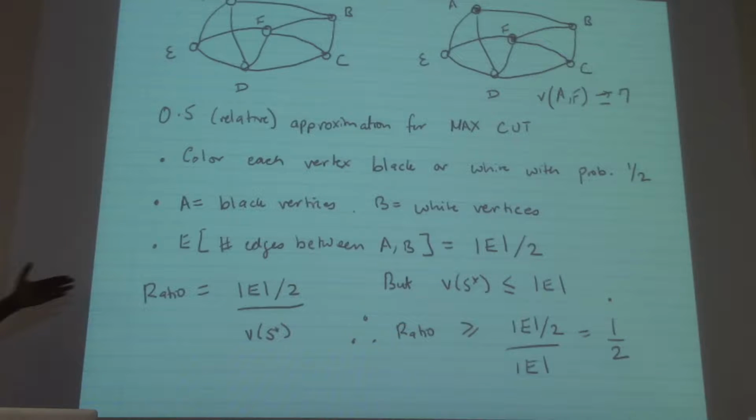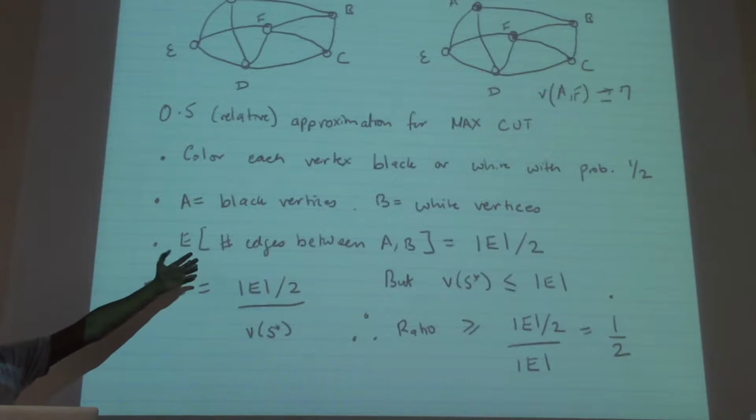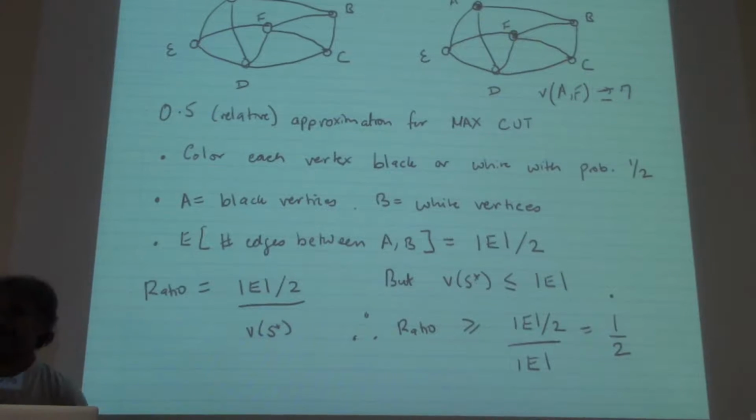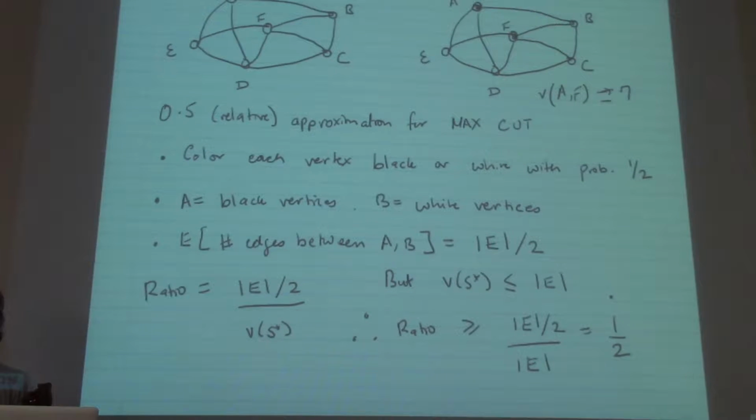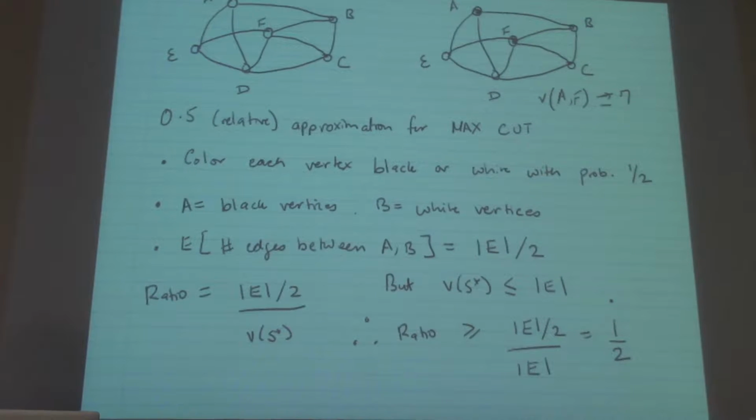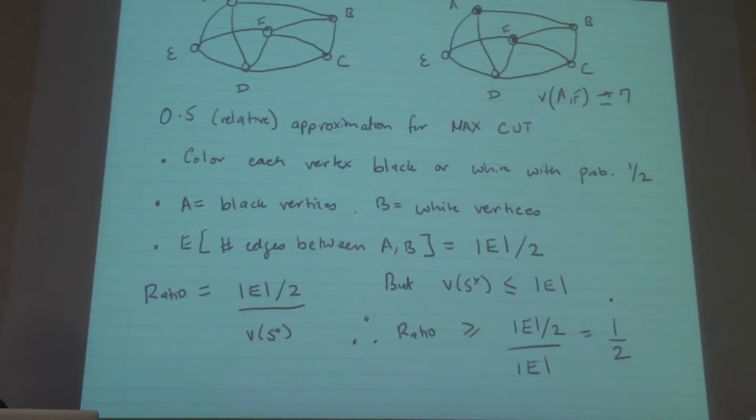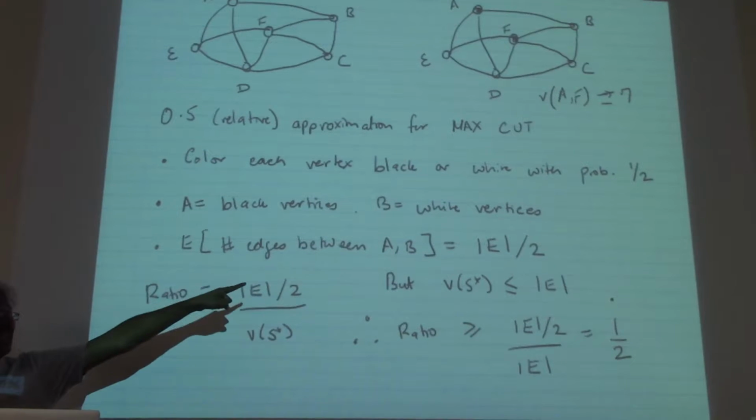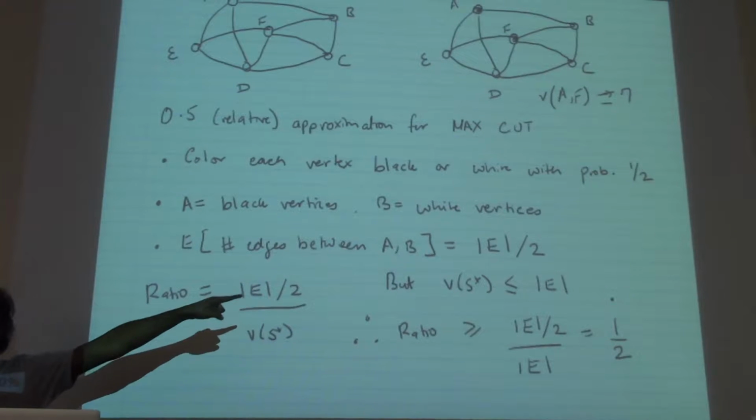Right? So this statement is not the right statement. But what would the correct statement be? What is in fact the expected weight of edges between A and B? Zero. So it's half times W plus 0. So the expected total weight of the edges between A and B is thus not the number of edges divided by 2, it's the total weight of all the edges divided by 2.